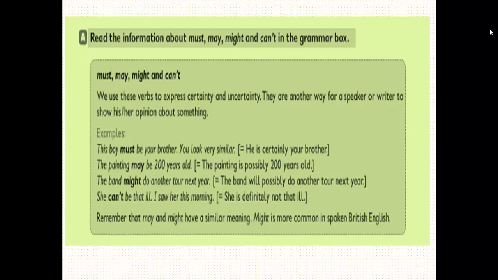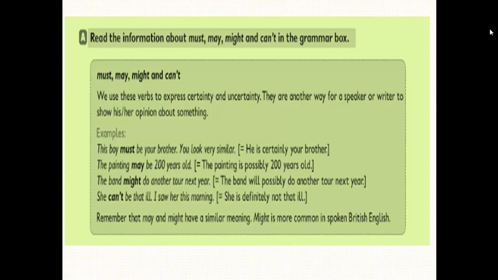Let's know something about this thing. Number A, read the information about must, may, might and can't in the grammar books. Here we have grammar books in our books on page number 8. So we want to read the information about these auxiliaries must, may, might and can't.